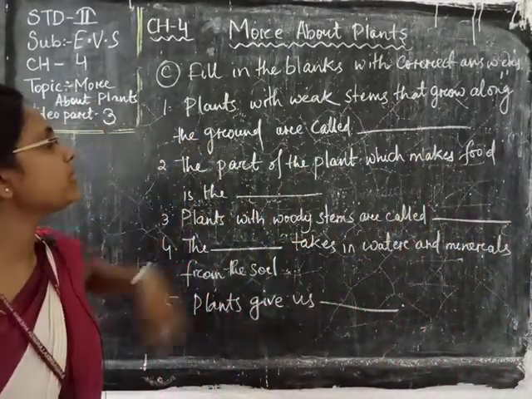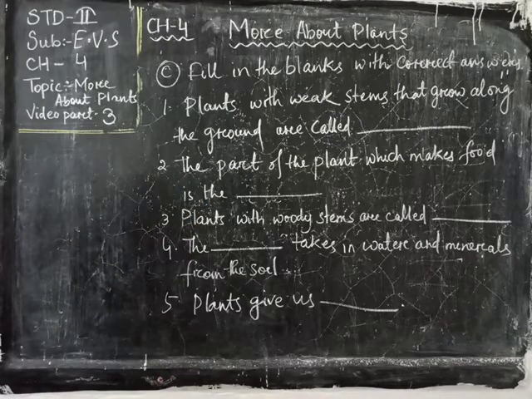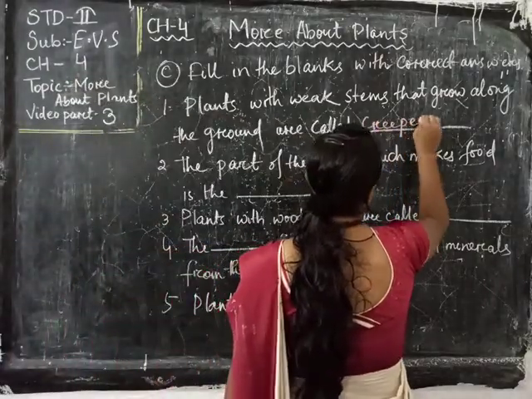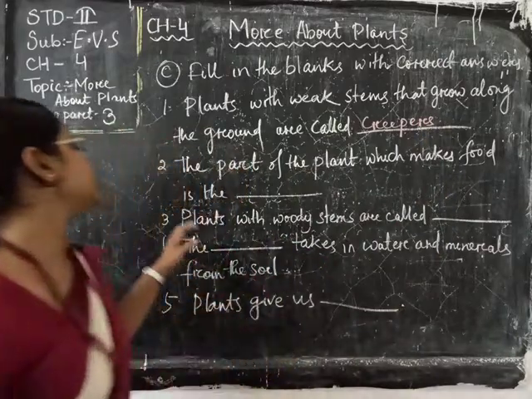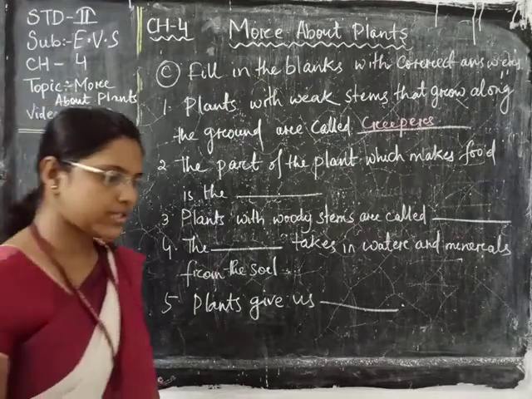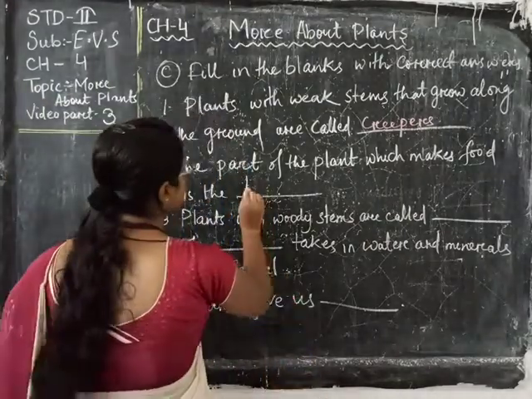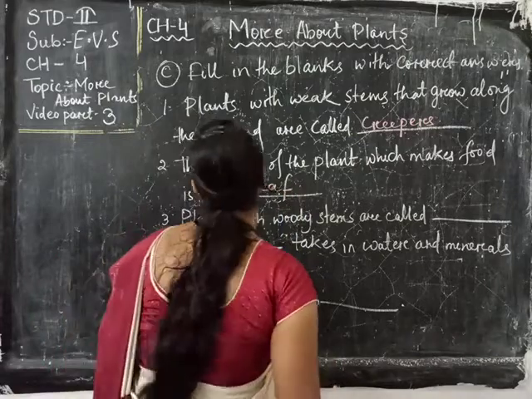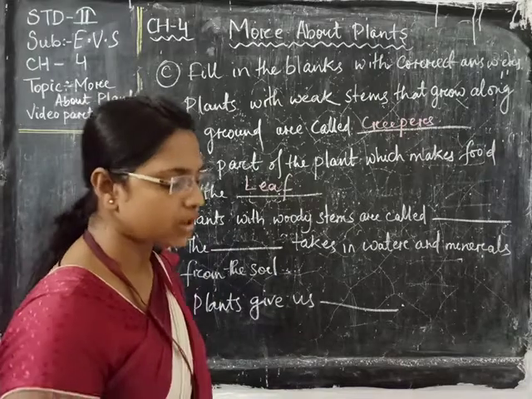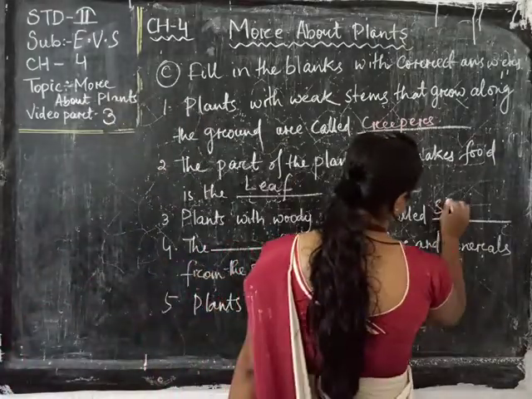So plants with weak stems that grow along the ground are called what? We call them creepers. Yes, very good, they are creepers. So we will write here creepers. Next, the part of the plant which makes food: fruit or leaf? Yes, leaf makes the food always. As I have told you, this is the kitchen of the plant. Plants with woody stems are known as shrubs. Very good.